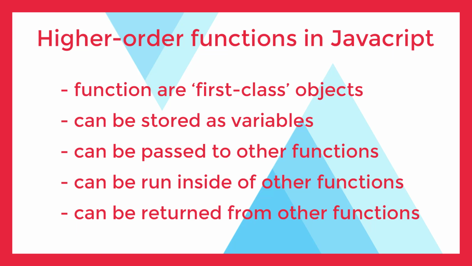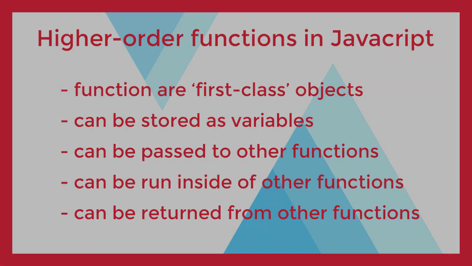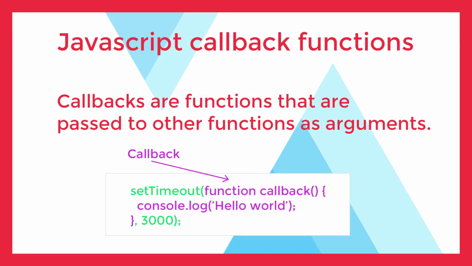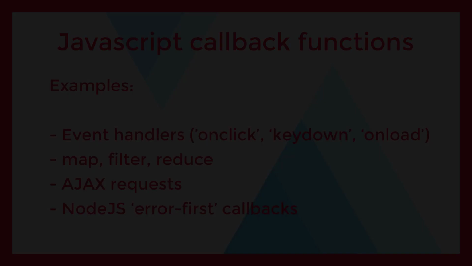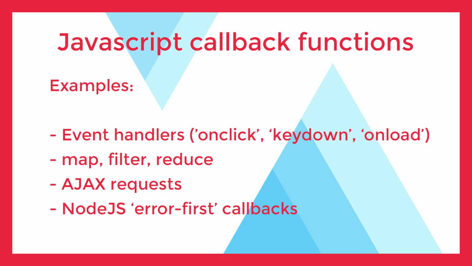These characteristics of JavaScript functions form the basis of callbacks. So at a basic level, a callback is a function that is passed to another function as an argument and executed within that function. Callbacks are used heavily within JavaScript and can be found almost everywhere. Some examples of places where you may find callbacks would be event handlers such as onClick, keydown, or onload, utility functions such as map, filter, and reduce, AJAX requests, especially with the jQuery library, and in error-first callbacks that we find in Node.js.